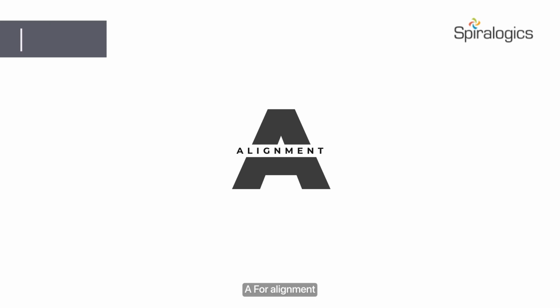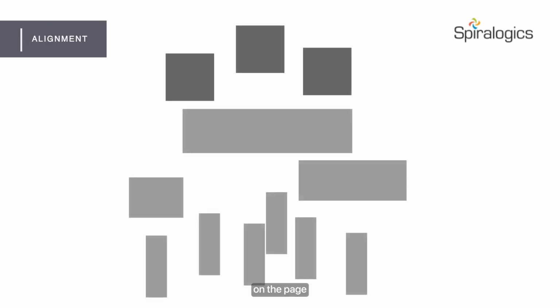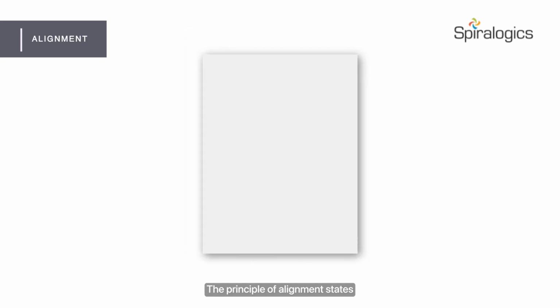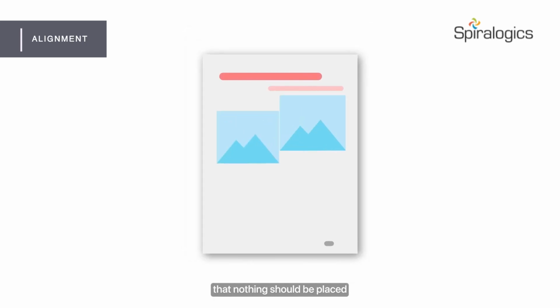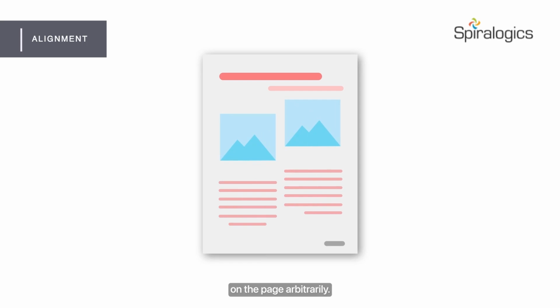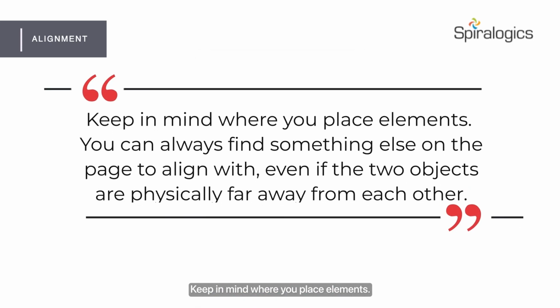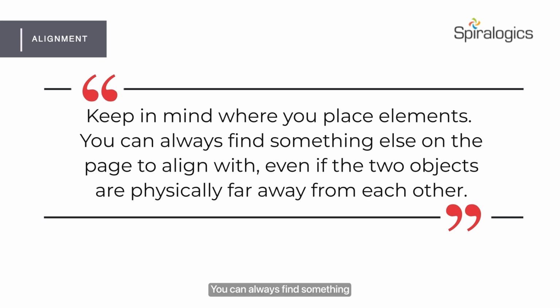A for alignment. Alignment means to make all elements on the page appear to be unified, connected, making a visual tie between separate elements. The principle of alignment states that nothing should be placed on the page arbitrarily. Every element should have some visual connection with another element on the page. Its basic purpose is to unify and organize. Keep in mind, where you place elements, you can always find something else on the page to align with, even if the two objects are physically far away from each other.